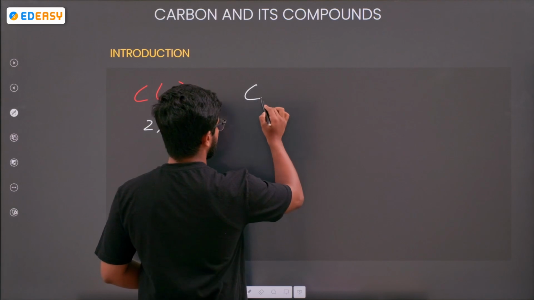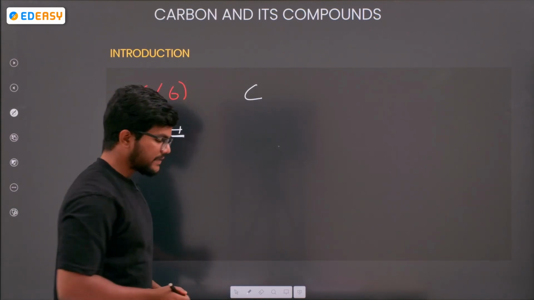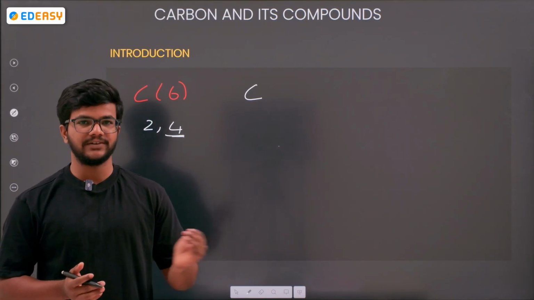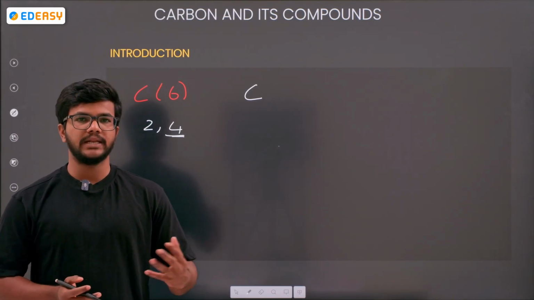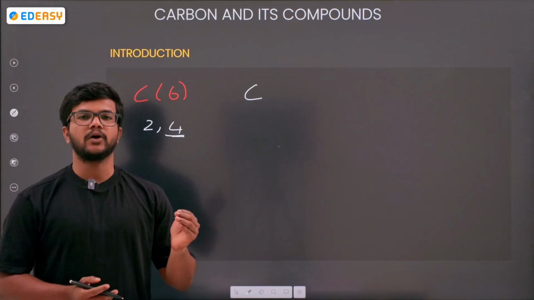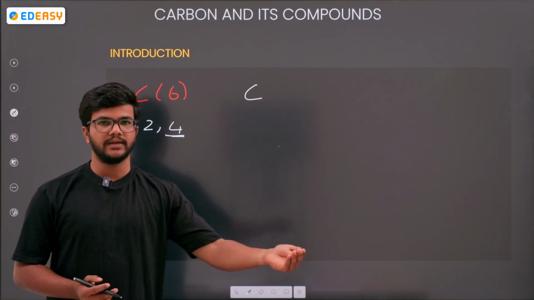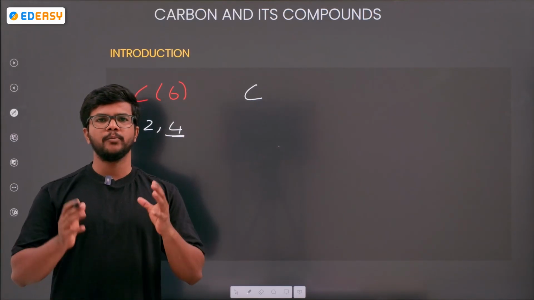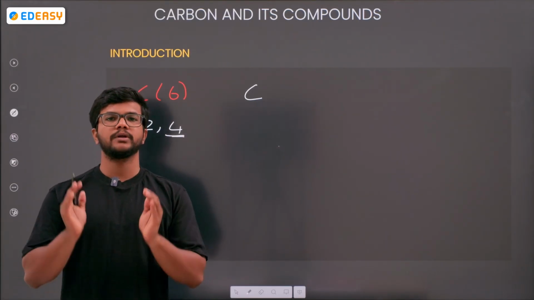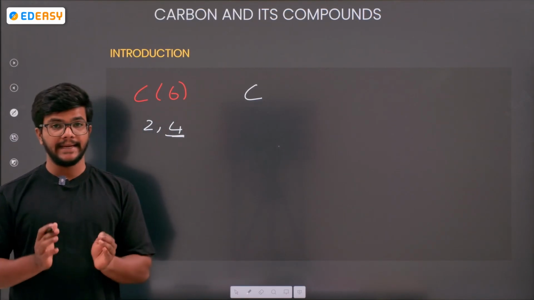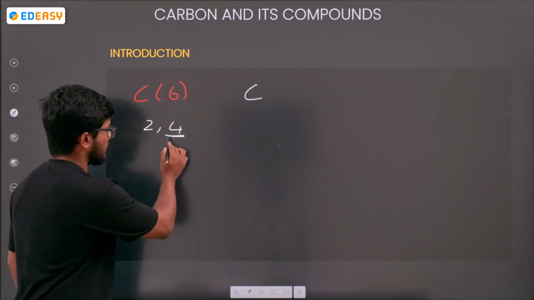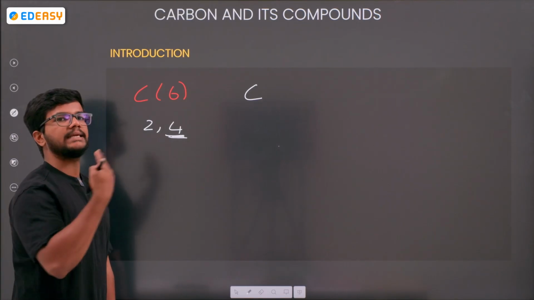So in previous videos we already discussed that if the outermost shell electrons are less than 4, the atom will try to donate the electrons. If the outermost shell electrons are more than 4, the atom will try to gain electrons. How many electrons should be gained? So outermost shell electrons should be 8 to be in a stable state. So here there are 4. It can gain 4 electrons, it can give 4 electrons.